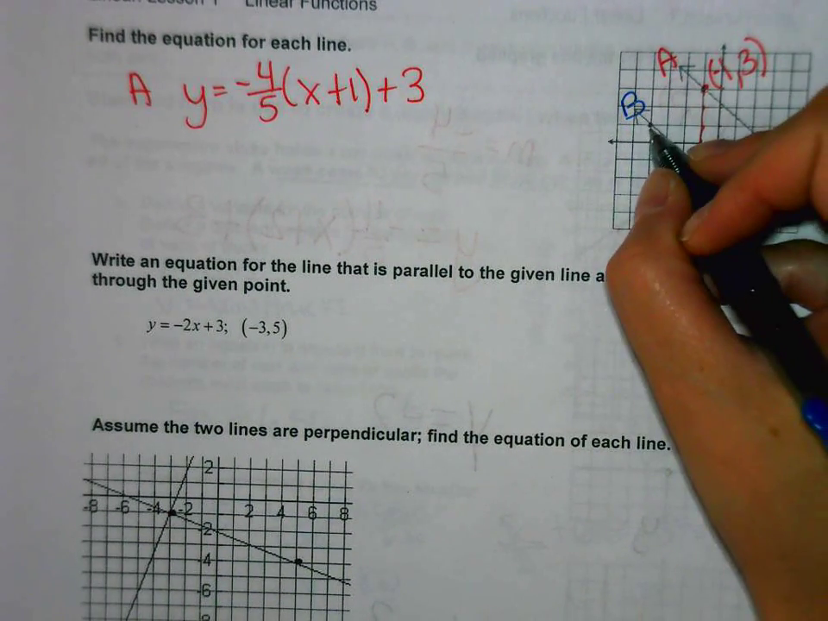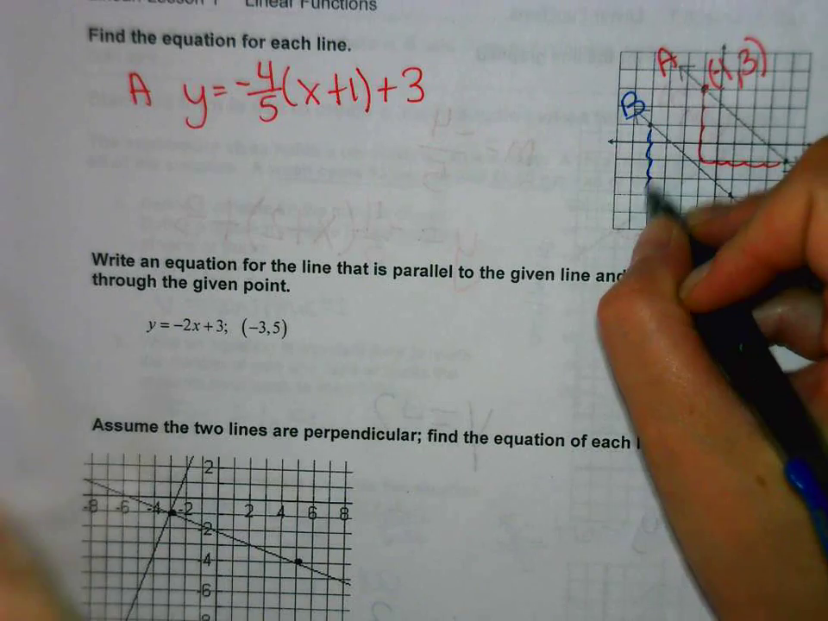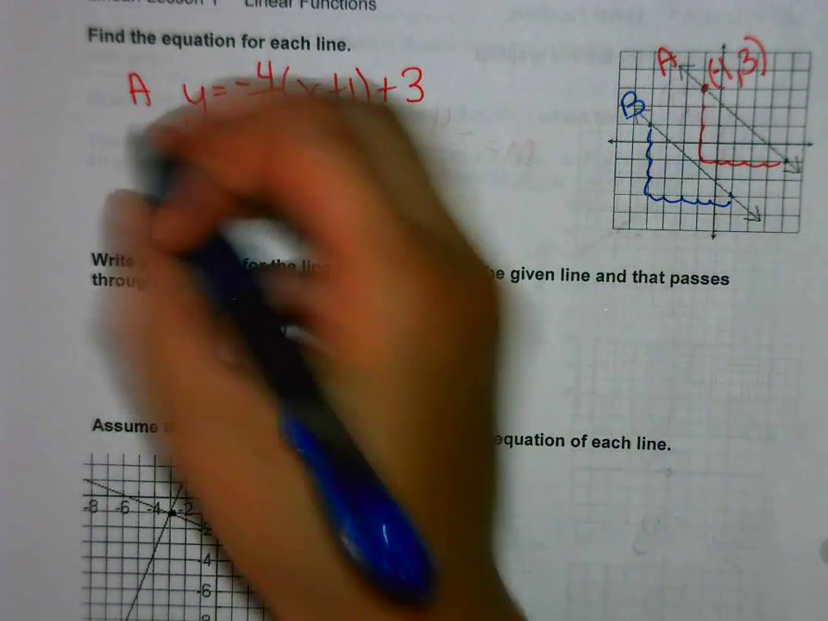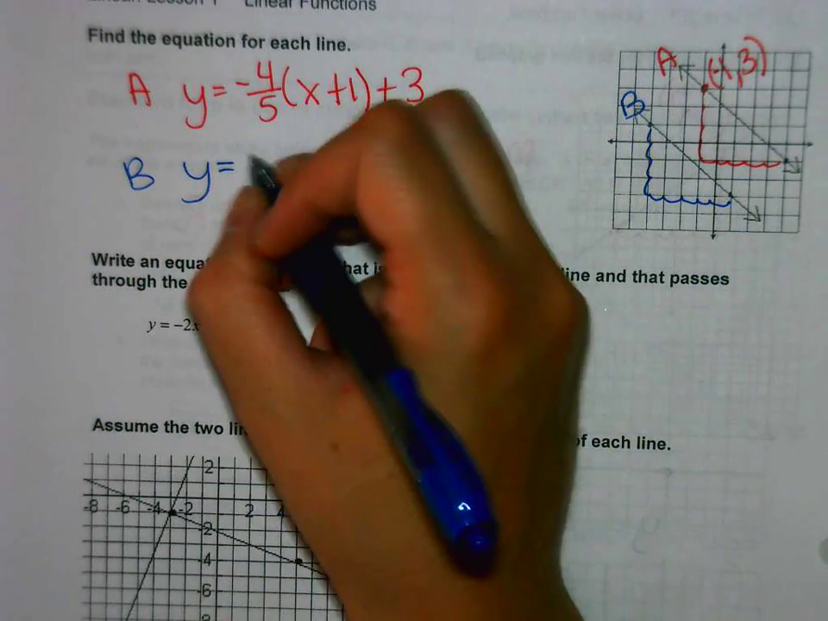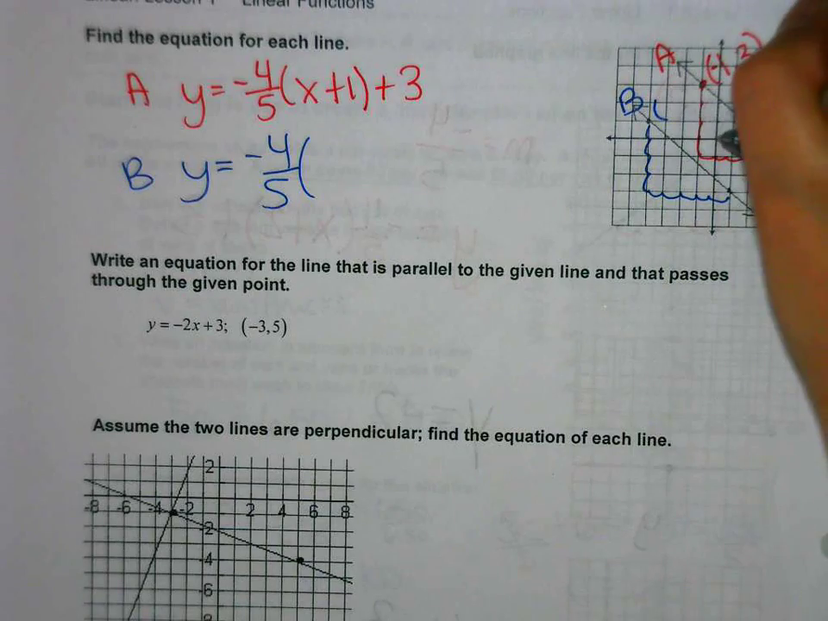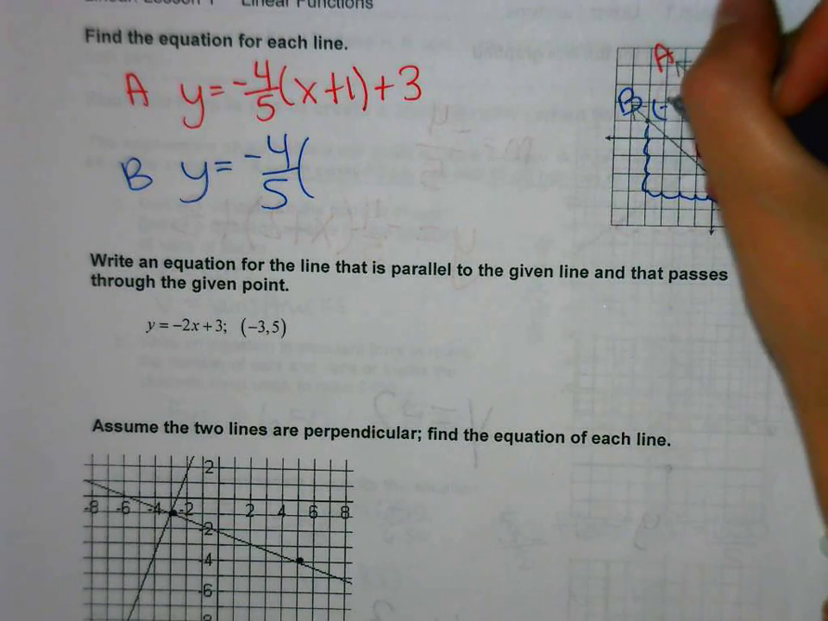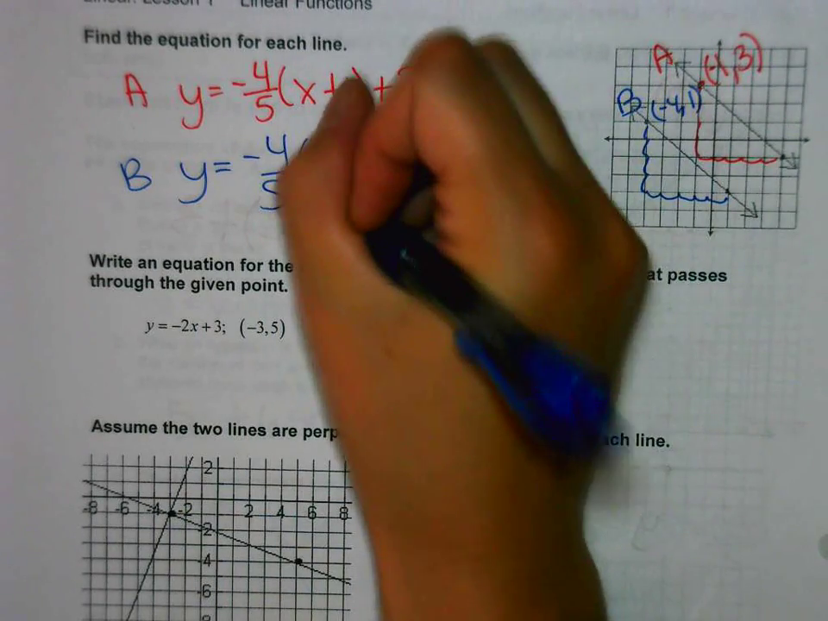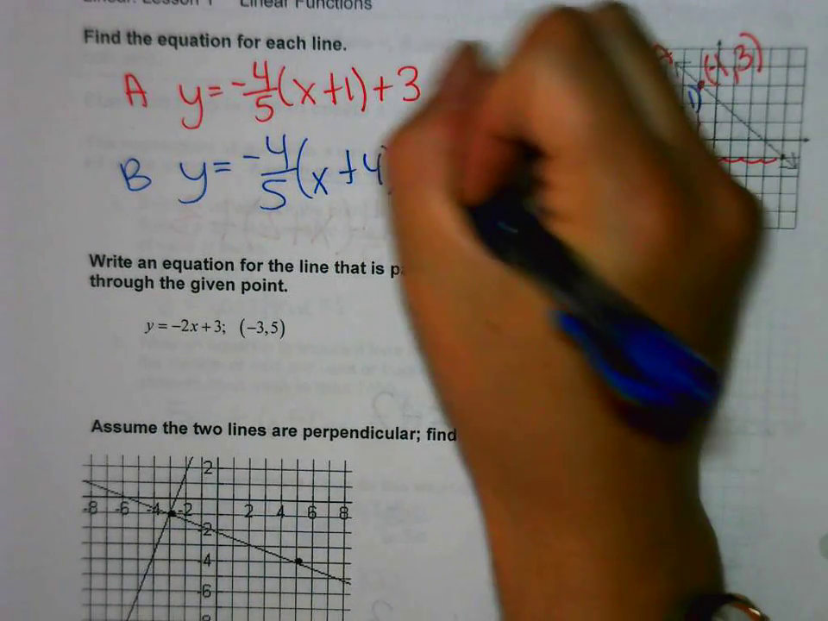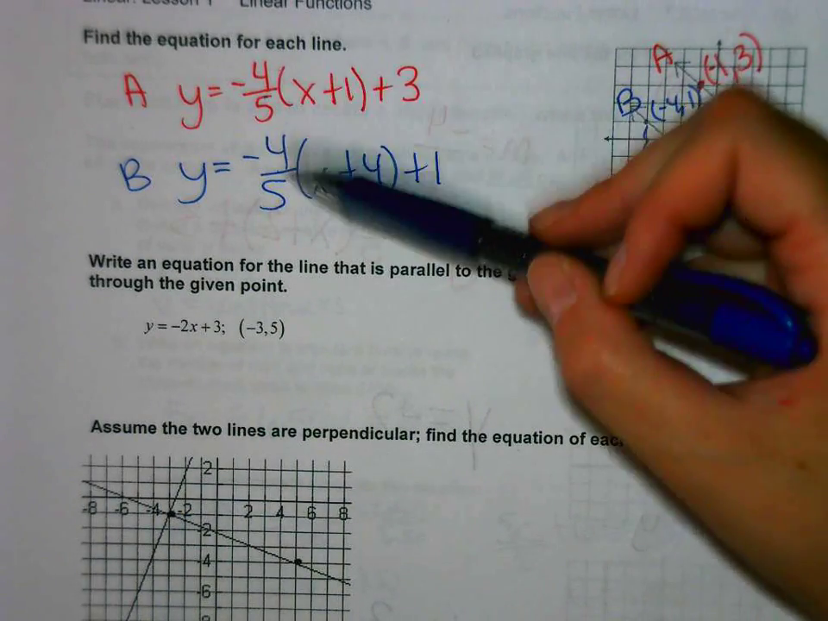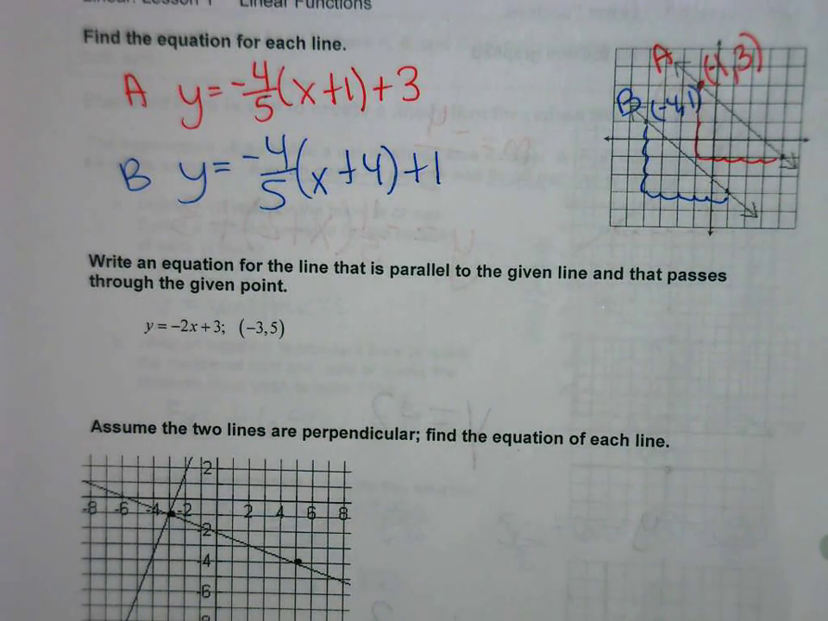Here's our first point, so we're going to go down 1, 2, 3, 4, and over 1, 2, 3, 4, 5. So for line B, we have y equals -4/5 x. We use this point, which is -4, 1. So x plus 4 plus 1. So these two equations are parallel, and they're parallel because we have the same slope.